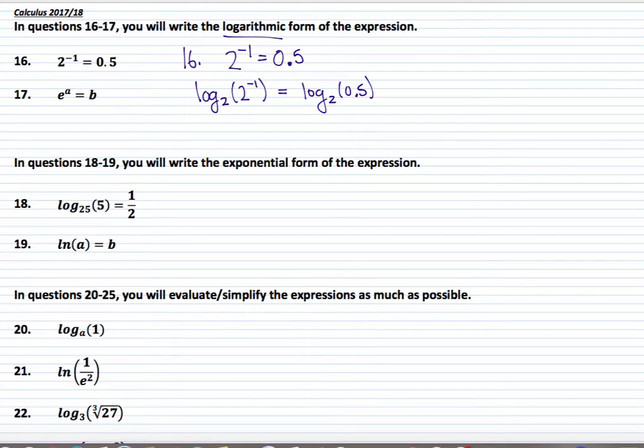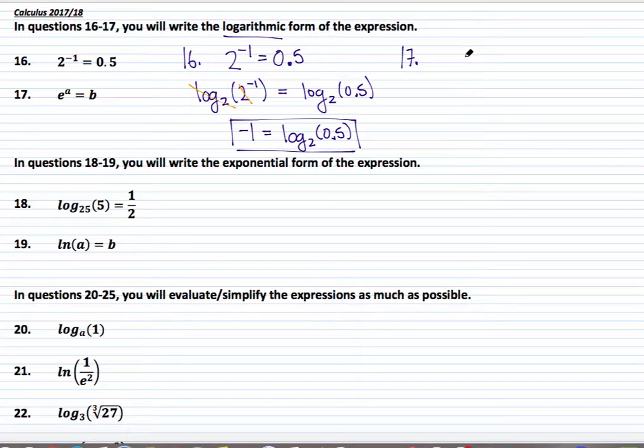On the left-hand side, you'll see that log base 2 and the base of 2 will cancel each other out, leaving me with just negative 1. And on the right-hand side, I really can't make any other simplifications. So I just have log base 2 of 0.5. So, in case you've forgotten how to read logs, it would be read as 2 raised to the negative 1 power gives me 0.5.